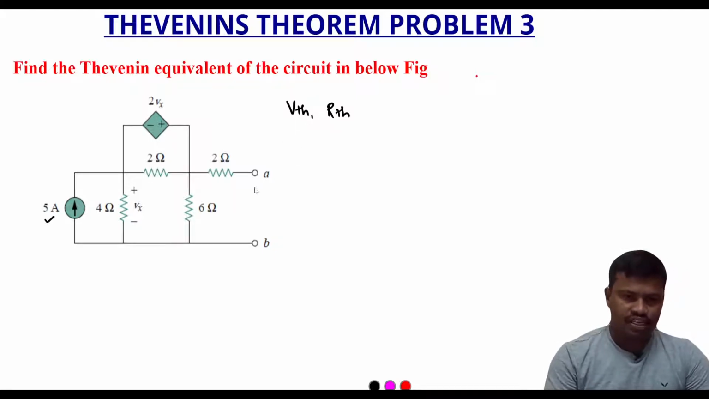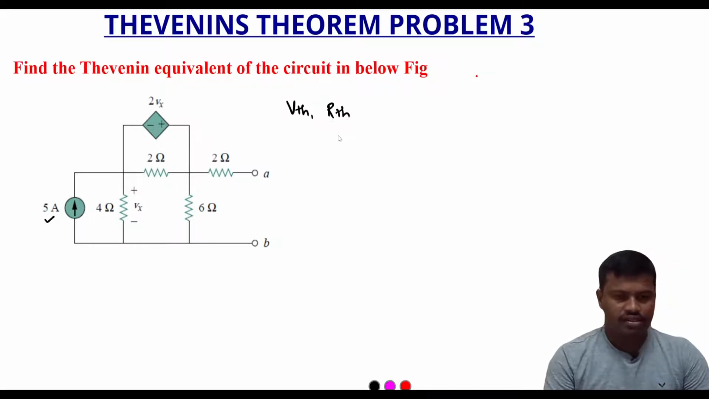The Thevenin voltage is the voltage across the A and B terminals. For Rth, we need to turn off the independent sources, then find the resistance looking from the A and B terminals. Now we will start to find the open circuit voltage, or Vth, across the terminals A and B.